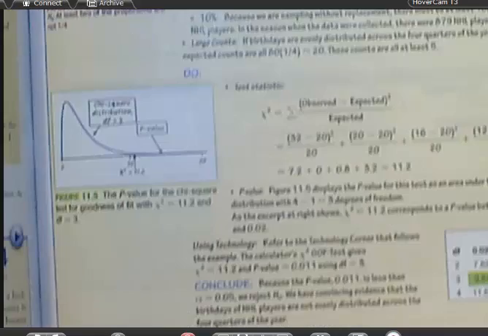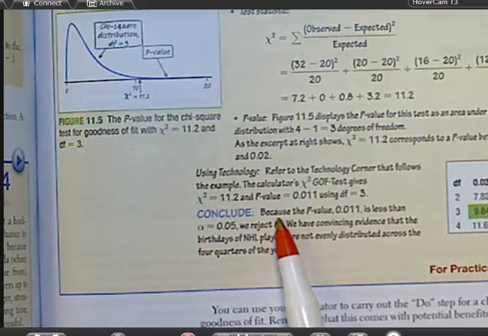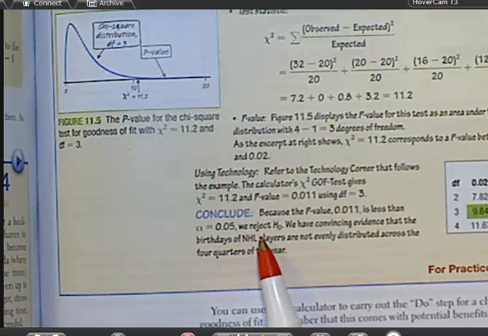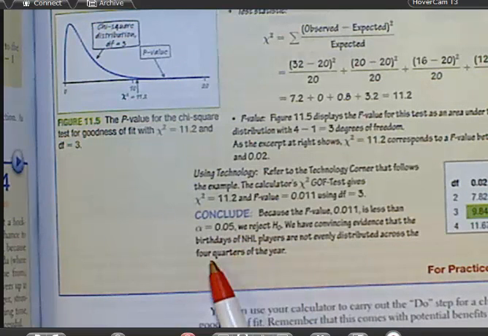And so here is our conclusion. Because the p-value of 0.011 is less than alpha of 0.05, we reject the null. We have convincing evidence that the birthdays of NHL players are not evenly distributed across the 4 quarters of the year.